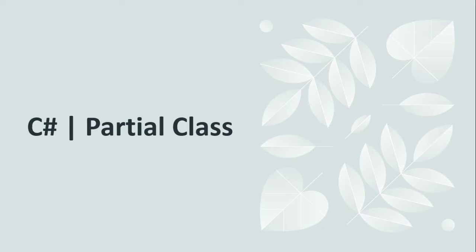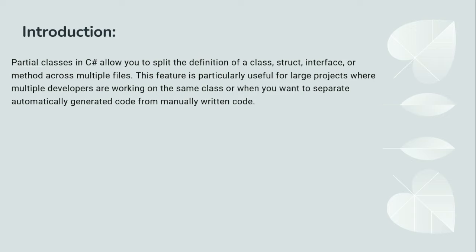Hello, in this video we will discuss partial class. So partial class in C# allows you to split the definition of a class, struct, interface or method across multiple files. This feature is particularly useful for large projects where multiple developers are working on the same class or when you want to separate automatically generated code from manually written code.